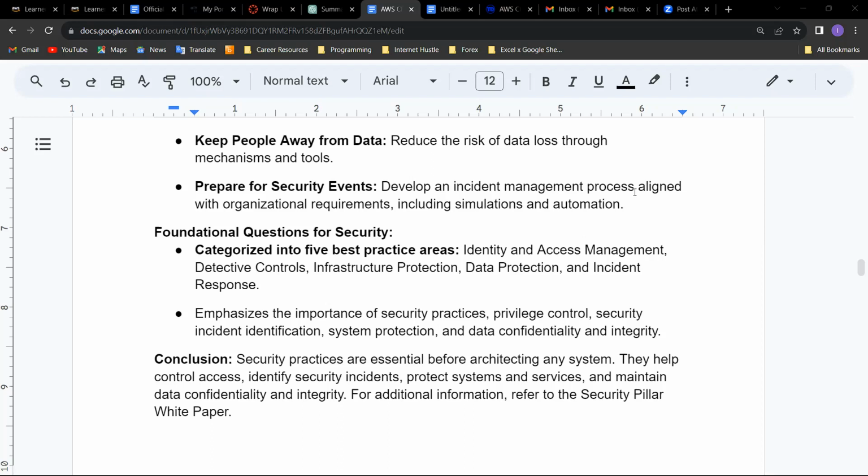Right? So these questions emphasize the importance of security practices, privilege control, security incident identification, system protection, and data confidentiality and integrity. That is also about the security pillar of the AWS Well-Architected Framework. So it's about what? Protecting data, protecting infrastructure, and identifying security incidents and also responding to them.